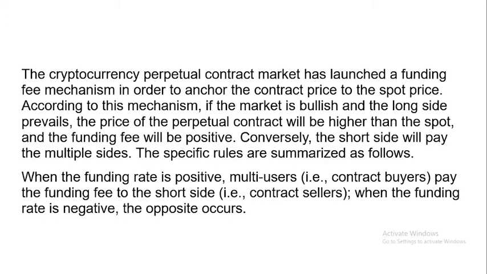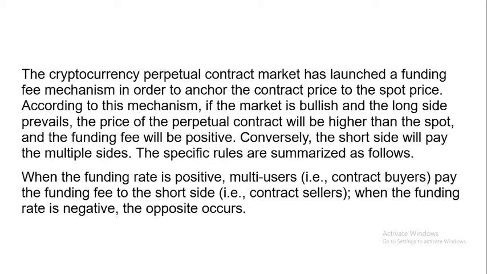The cryptocurrency perpetual contract market has launched a funding fee mechanism in order to anchor the contract price to the spot price. According to this mechanism, if the market is bullish and the long side prevails, the price of the perpetual contract will be higher than the spot, and the funding fee will be positive. Conversely, the short side will pay the long side. The specific rules are summarized as follows.